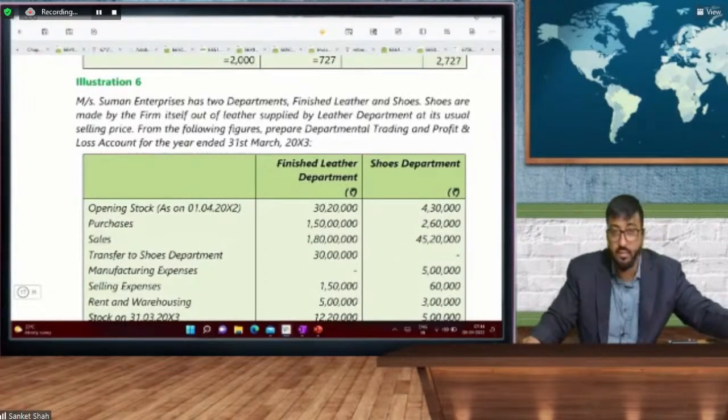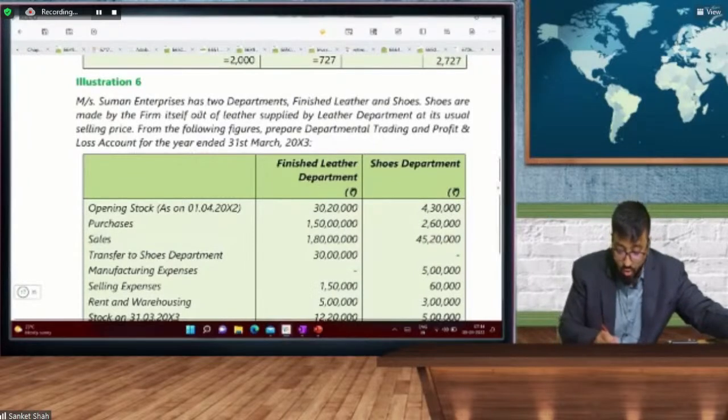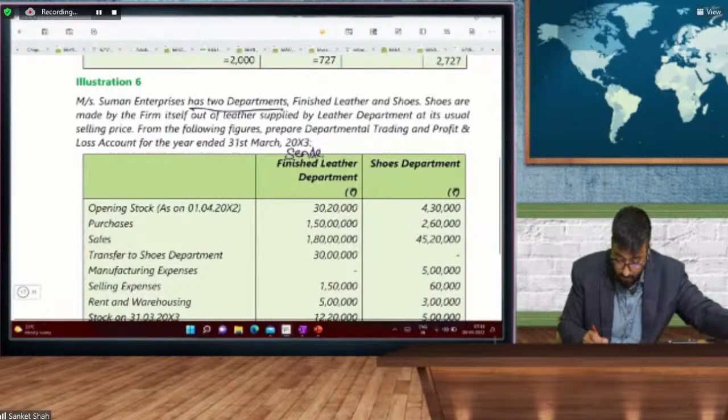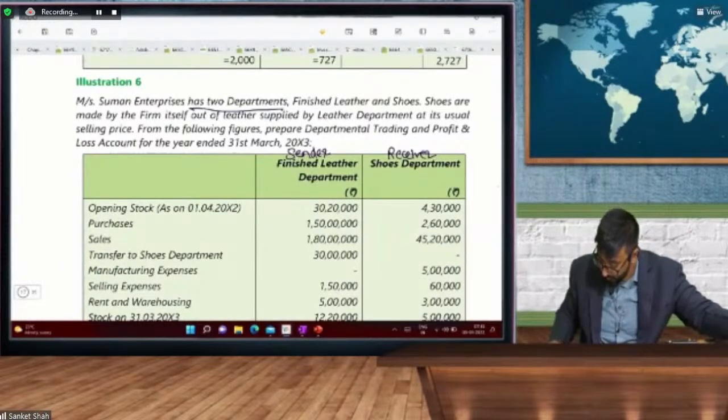Messrs. Suman Enterprise has two departments, finished leather and shoes department. Beta, common sense, tell me, who is the raw material department or sender department? Finished leather. And finished goods, shoes. Who is sender? Finished leather department. Who is receiver? Sender, receiver. Easy, na? Okay.